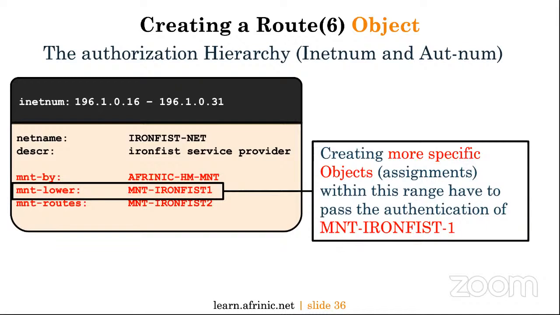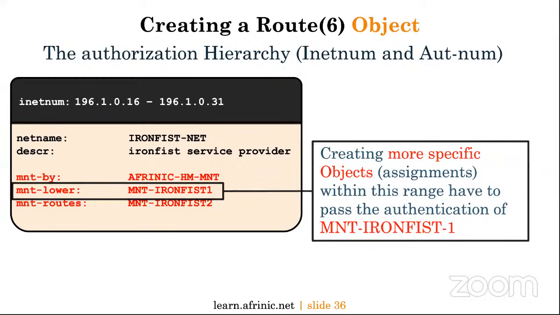Now the mnt-lower is used to create objects which are one level lower. For example, for an inetnum, you can create assignments. Just an example, if you have a /24, and out of it you're assigning small subnets, maybe /28s, to customers, you can register those /28 assignments in the Whois database. And to create those assignments, you will need to authenticate against the mnt-lower in the parent, so in the /24 which was delegated by AFRINIC to you.